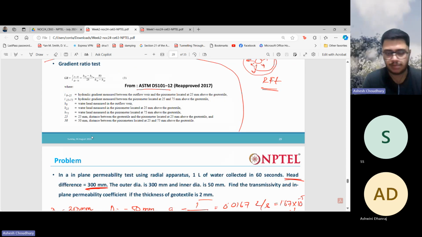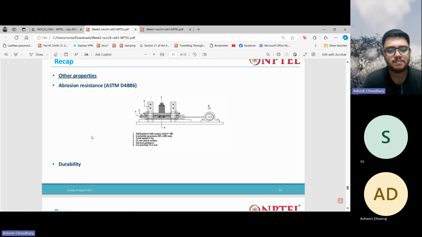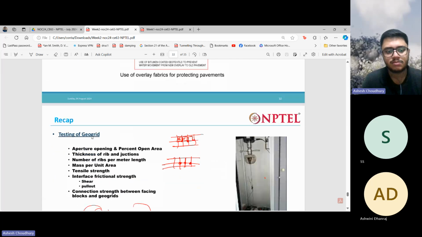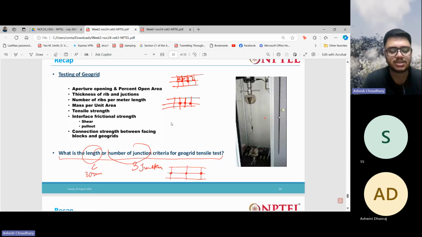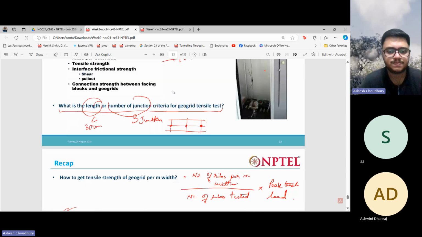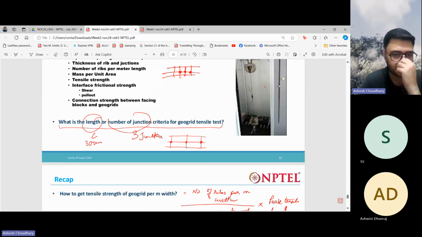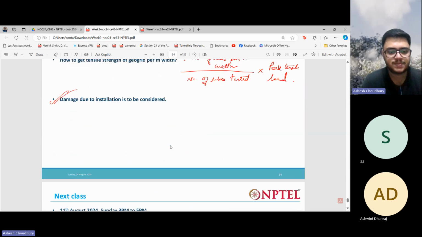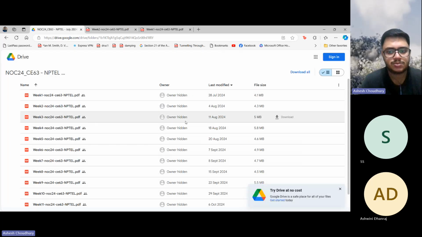Then we solved some problems regarding in plane permeability and cross plane permeability. Then we saw some videos regarding the testing of geogrids, how geogrids are actually tested, similar to geotextiles. These are details you should actually remember; you should not forget. Now let us see what we did the next week.